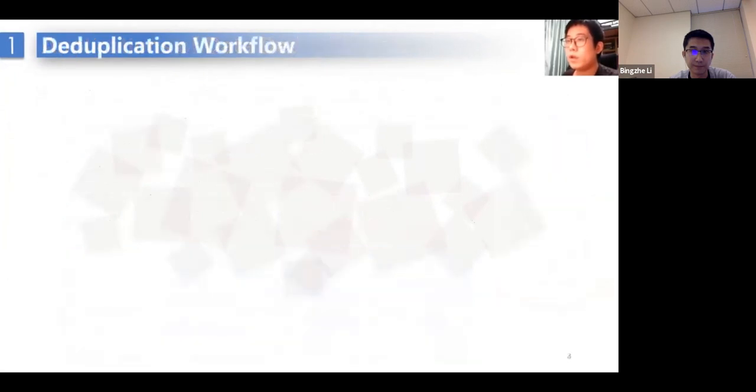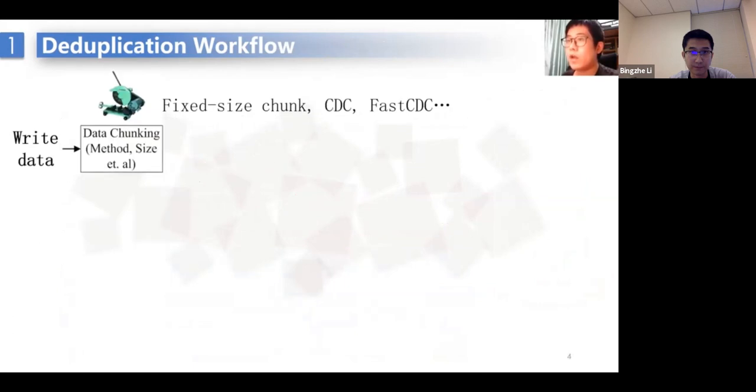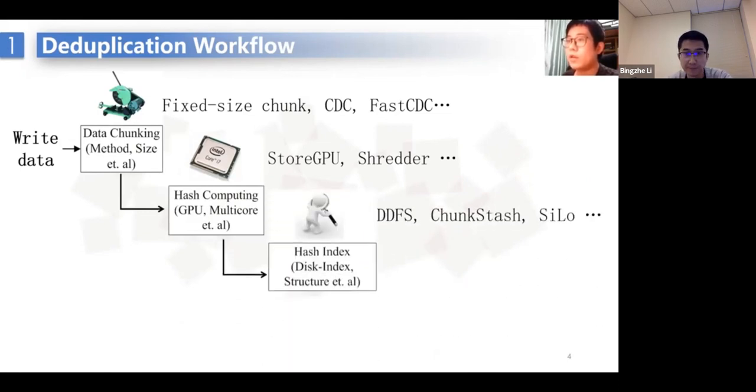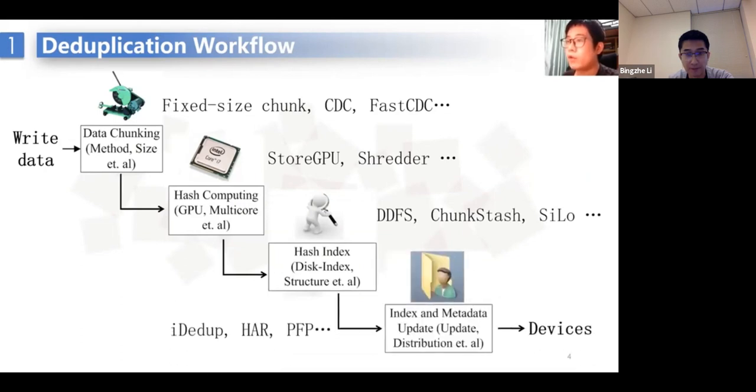Generally speaking, the deduplication process can be divided into 4 stages. First, data chunking that divides data into roughly equal-size chunks. Second, hash computing for chunk fingerprints that uniquely identify data chunks. Third, index querying that determines whether incoming chunks are duplicates to be removed using fingerprints. And fourth, index and metadata updating.